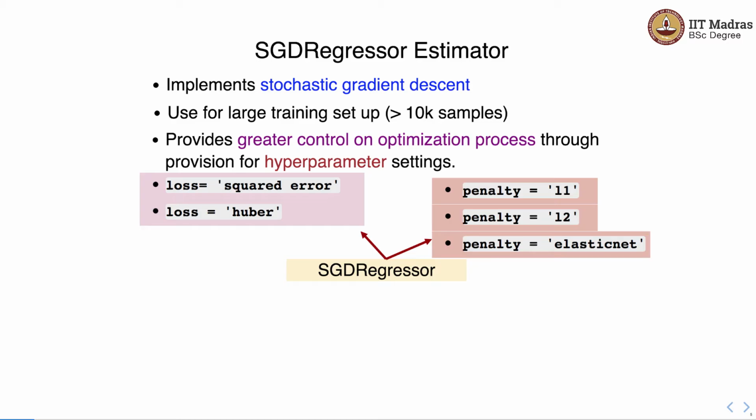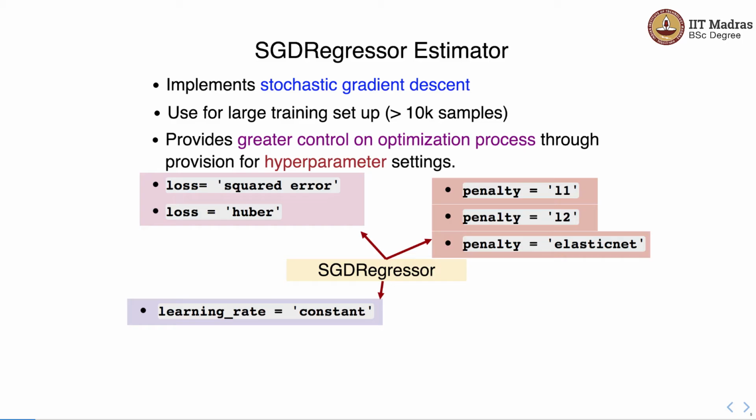We can also specify different penalties in the form of regularization. If you want to perform regularization inside SGDRegressor, we can set the penalty parameter. There are three penalty options that are supported: L1 regularization, L2 regularization, and elastic net. Elastic net is a convex combination of L1 and L2 regularization.